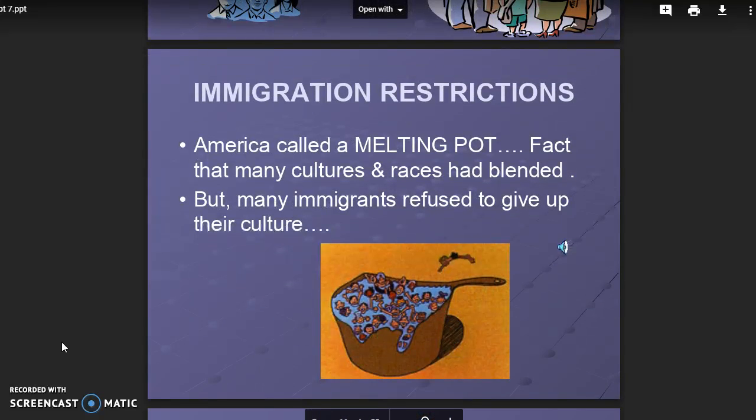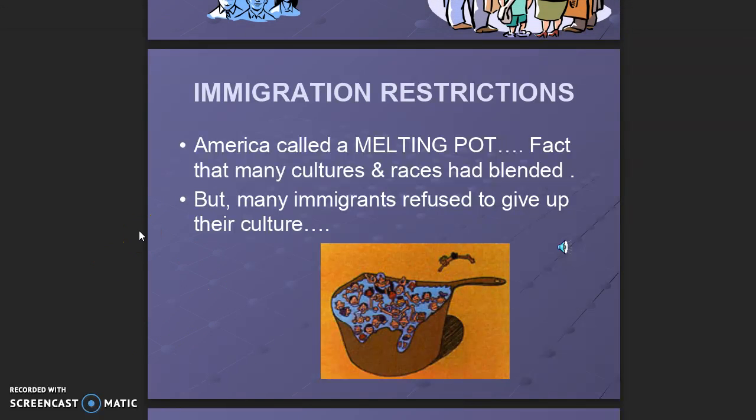So what happens in America is what we call a melting pot. This is a fact that many races and cultures blend together, and then they come to America and become Americans. What other group of people did we try to quote-unquote Americanize? You should probably be saying to yourself, the Native Americans.